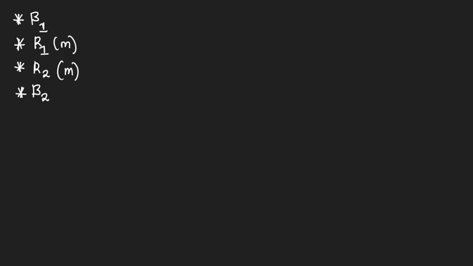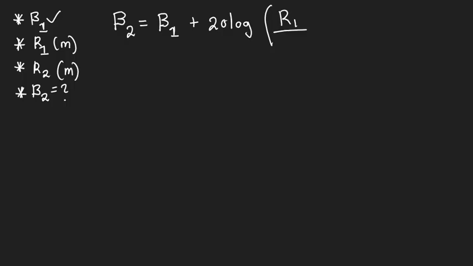There is a formula which I just want you to know. The second decibel level is going to equal the first decibel level which you are given, plus, instead of 10 log, it will be 20 log R1 over R2, where these are the distances which you will be given in the question.